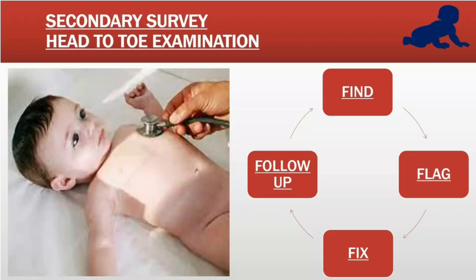With your respiratory examination, you want to see the effort and the air entry. Are they having difficulty breathing? On your CVS examination, you want to auscultate the cardiac region, palpate the peripheral pulses, and check the capillary refill. On the abdomen, is there distension or hepatomegaly? And on your extremities, are there clubbing, cyanosis, edema, or any signs of trauma? So you want to find them, you want to flag them, you want to fix them, and then follow up on it.